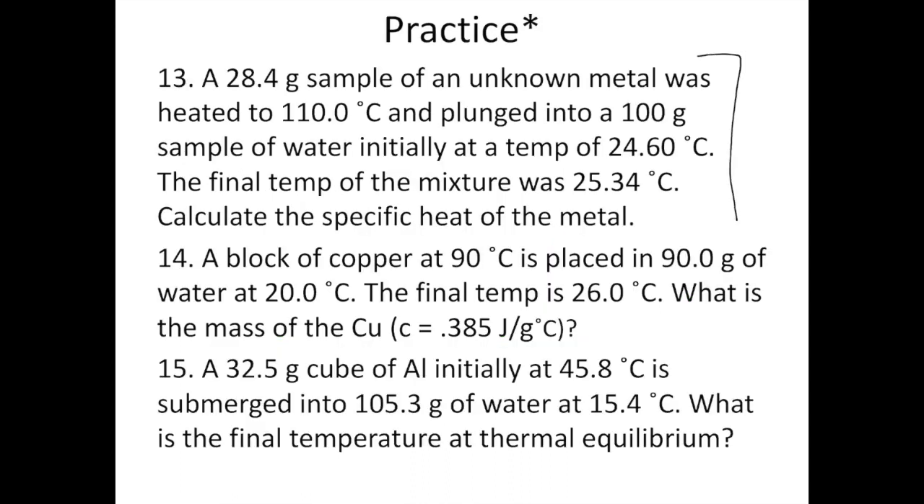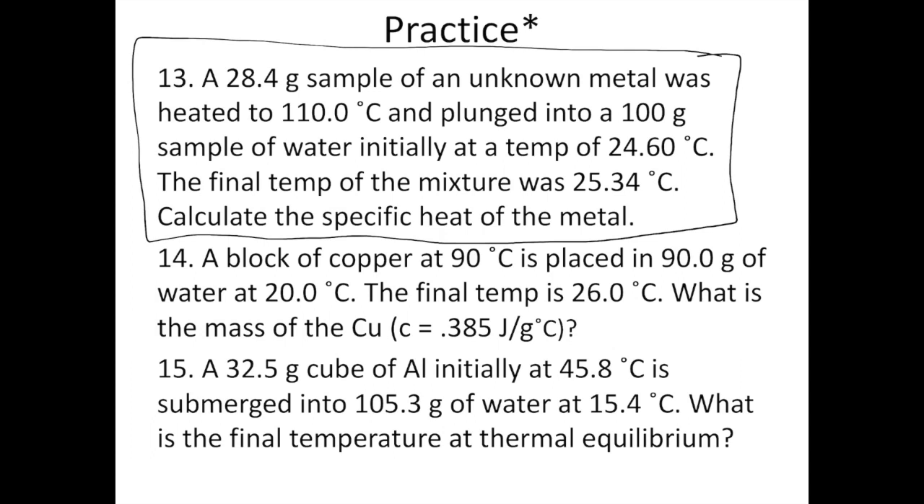Let's look at number 13. This slide's kind of busy, so let's just look at 13. You have a 28.4 gram sample of an unknown metal heated to 110 degrees. So here's the mass of my metal. Its initial temperature is 110 degrees C. We put it into 100 grams of water. There's the mass of the water, and here's the initial temp of the water. Here's the final temp. And we want to calculate the specific heat of the metal.